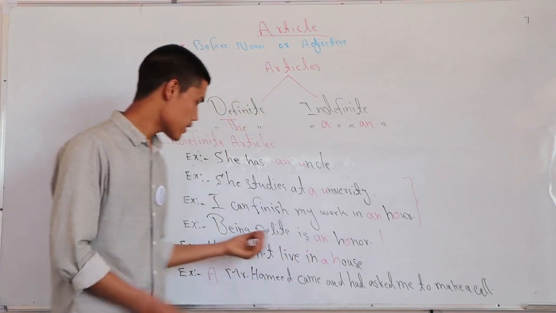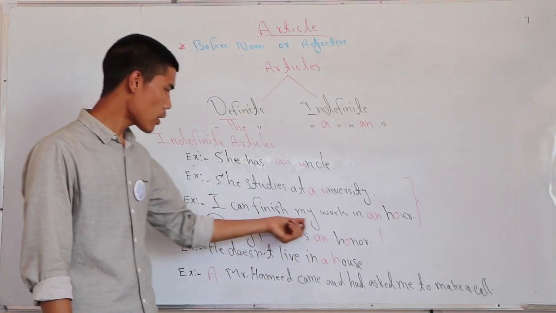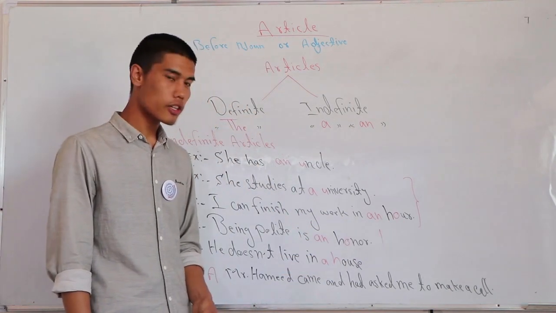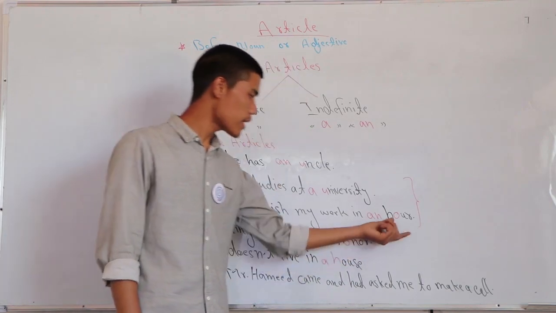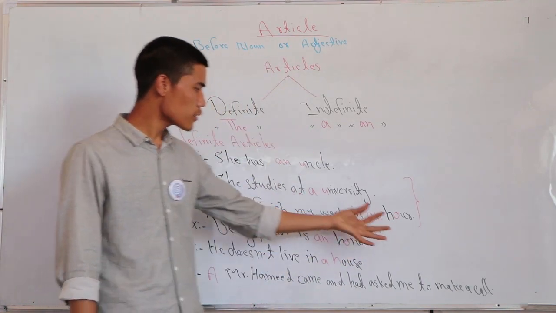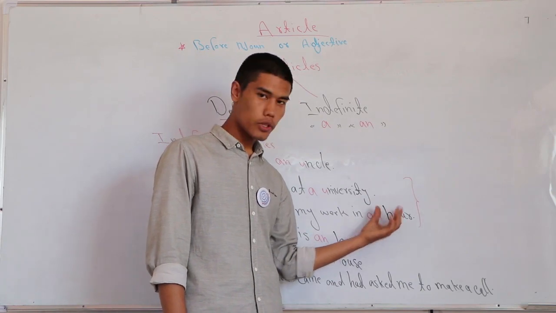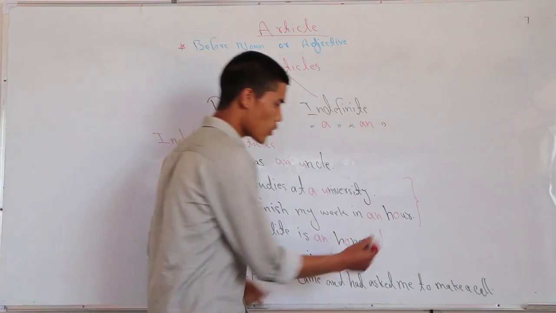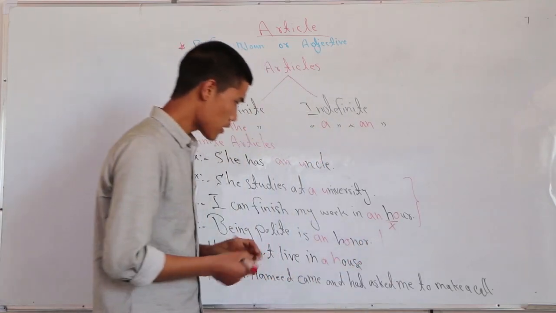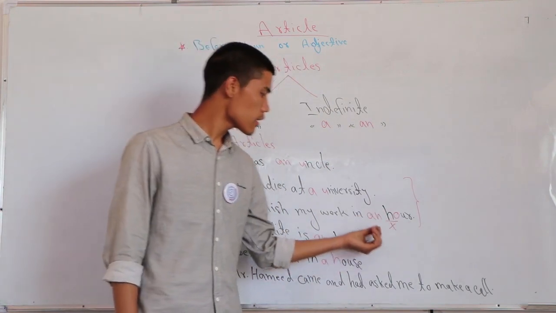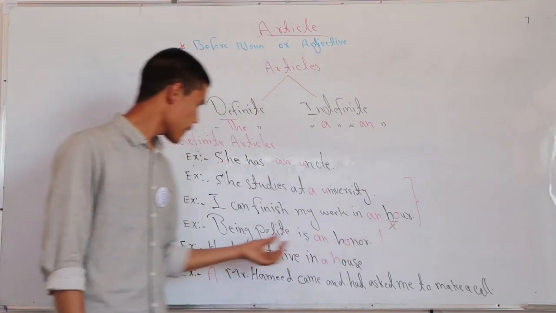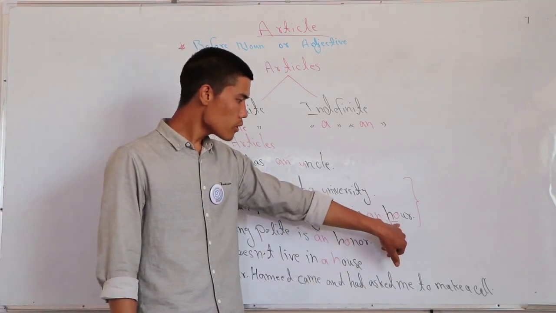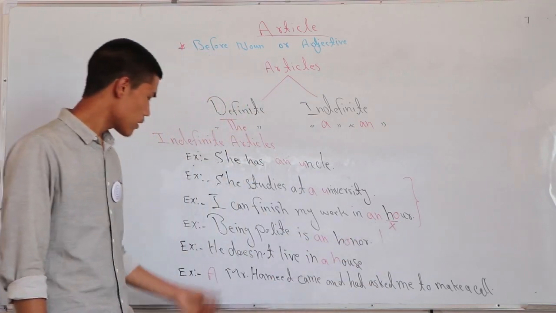I did break the rule again. I can finish my work in an hour. Hour starts with H. H itself is a consonant letter, and I'm using "an" with that. In the rules we say that we have to use "a" with nouns that start with consonant letters. But in this word, H is silent, so we do not pronounce it. We pronounce O. I can finish my work in an hour. So with a vowel sound, we use "an".